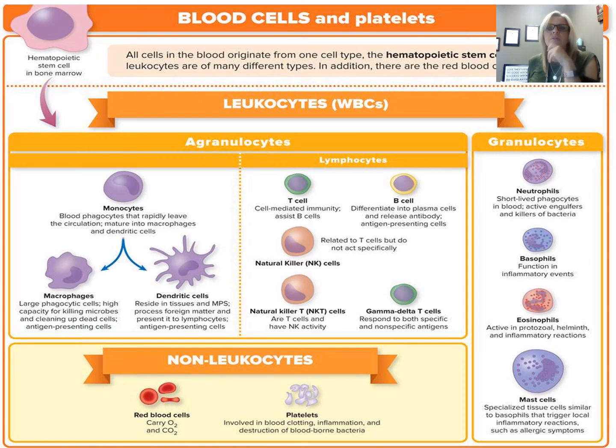All cells in the blood do originate from that hematopoietic stem cell in the bone marrow. Leukocytes, we have many different types. And then, of course, we have our red blood cells and our platelets, which are shown down here. Undifferentiated stem cells differentiate or change. They grow up, give rise to several cell lines that become specialized until mature cells are then released into circulation.